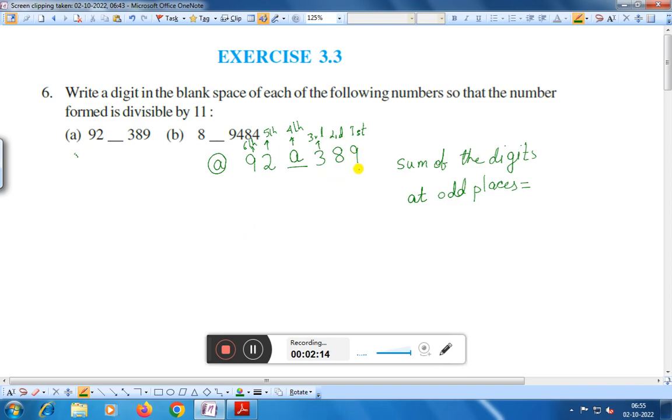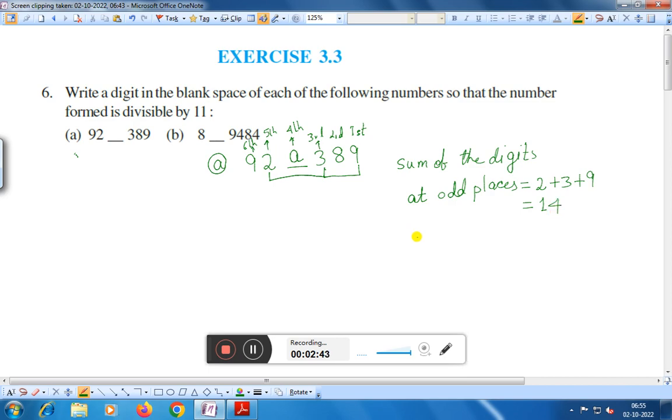Odd places are the first place, third place, and fifth place. Right? We add all the numbers, that is 2 plus 3 plus 9. Then we are getting 9 plus 2 is 11, plus 3 is 14.